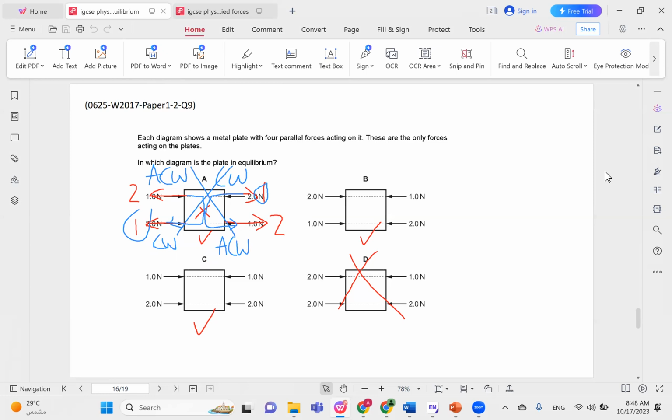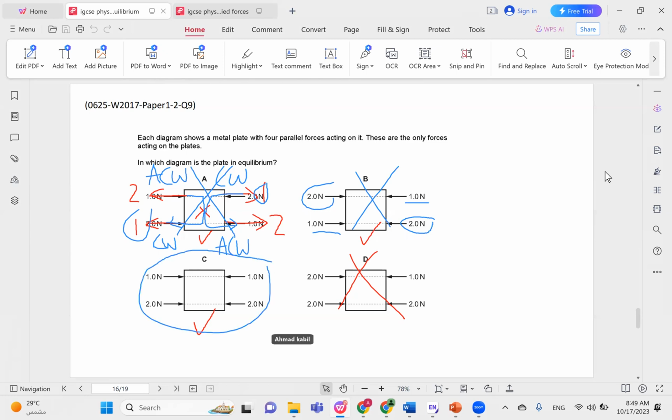If you apply the same logic to B, you're going to see that the turning effect of these forces is opposite to the turning effect of these forces. So again, the 2 newtons form a bigger turning effect, and B is incorrect. So the only correct choice here is choice C, because the turning effect is going to be balanced as well.